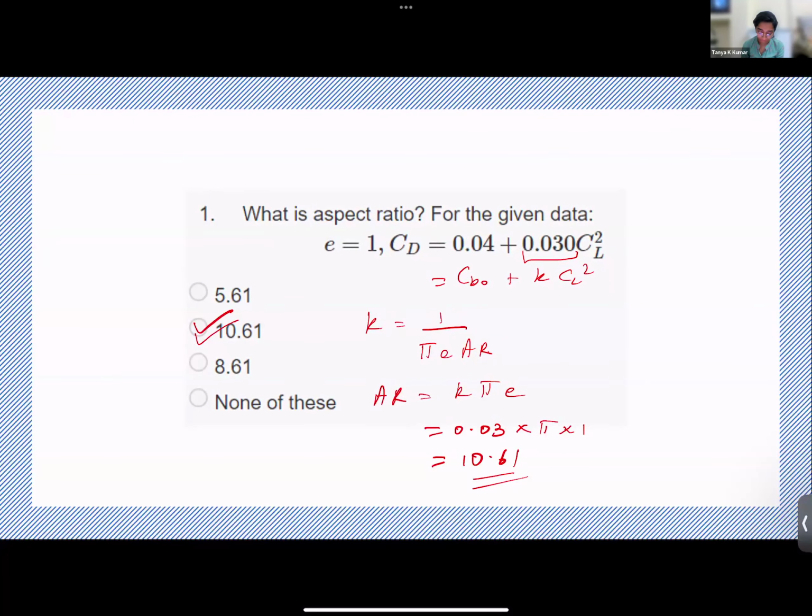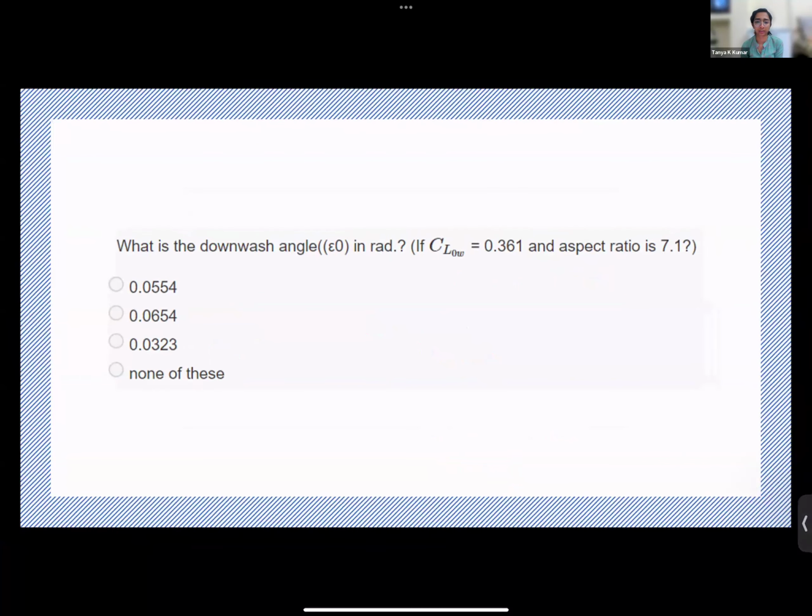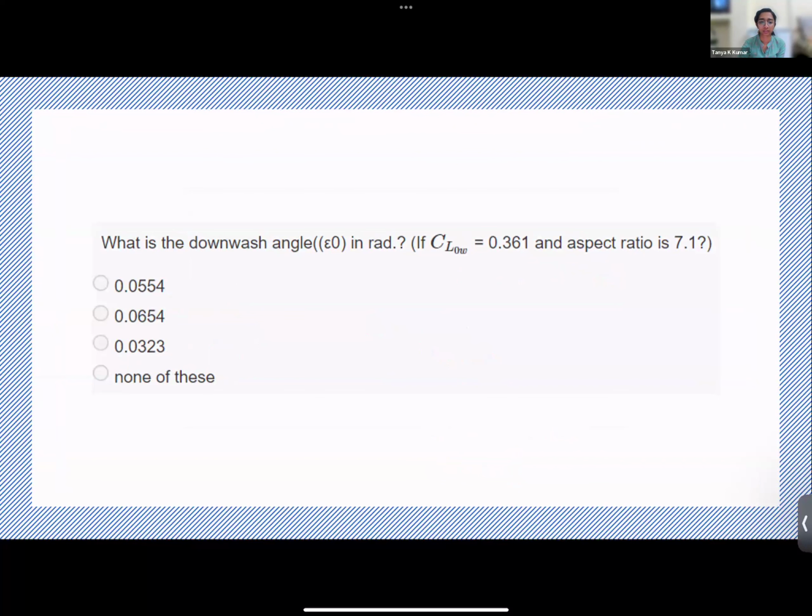All right, let's go to the next question. What is the downwash angle if CL naught of the wing is given and aspect ratio is given? Direct formula substitution, right? You should be able to do this. Let's find out epsilon naught and both, right? Both of them, just do it both. Epsilon naught, dou epsilon by dou alpha. Let's take a couple of minutes and solve both.